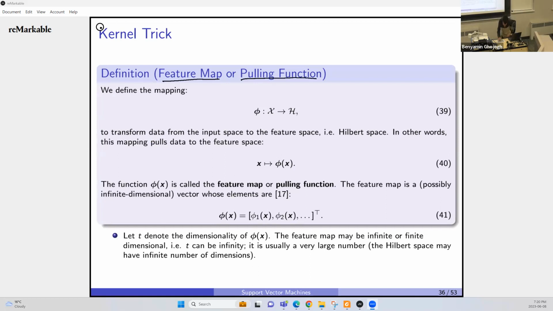We define the map in this. This is the mapping. What do I mean by fancy X? This is the space of data, or called input space. Okay, this is input space.